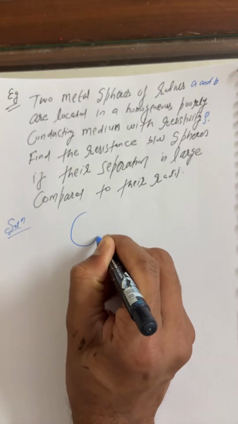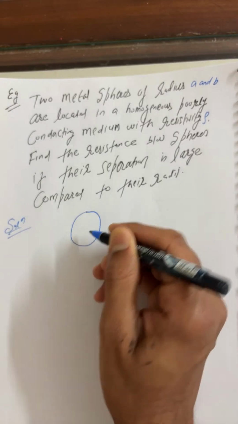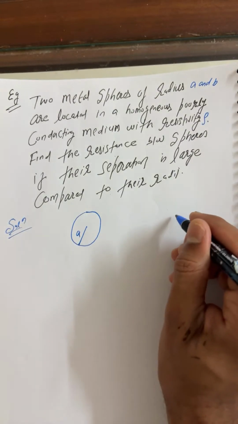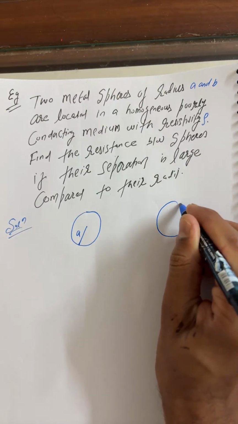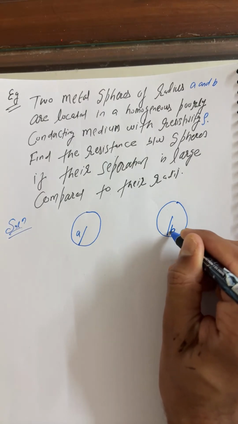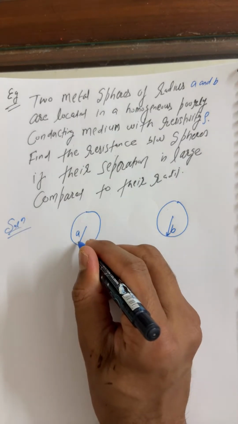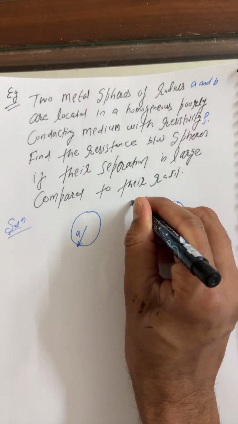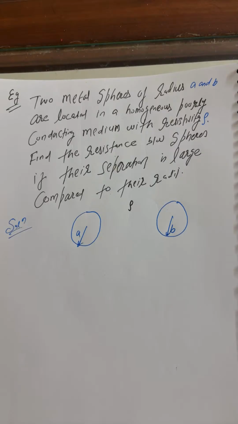This is sphere A. This is sphere B. This is sphere A, beta, this is sphere B. And you can write rho is resistivity. Resistivity already means a homogeneous poorly conducting medium with resistivity rho. Okay, let us suppose, you can understand like this, student.